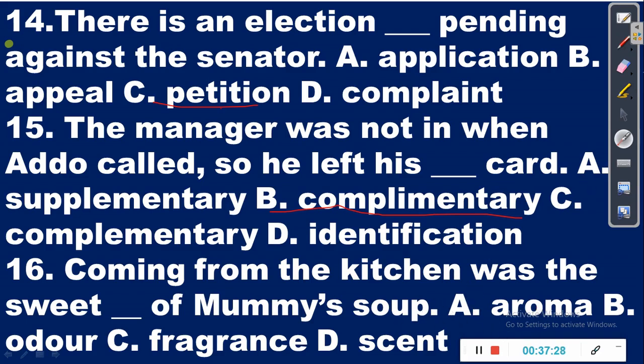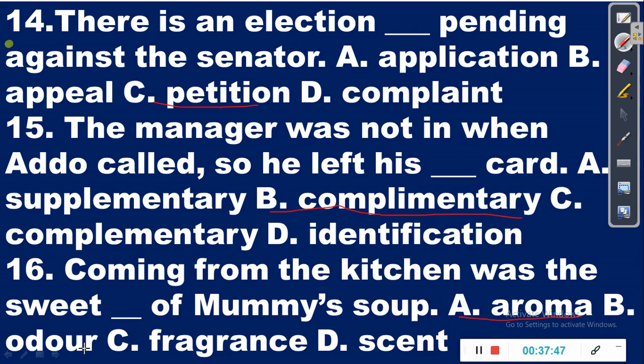Aroma is used in this context, all right? You can talk of the aroma of mommy's soup. So that is actually correct. Coming from the kitchen was the sweet aroma of mommy's soup. That actually is correct. Option B is odor.